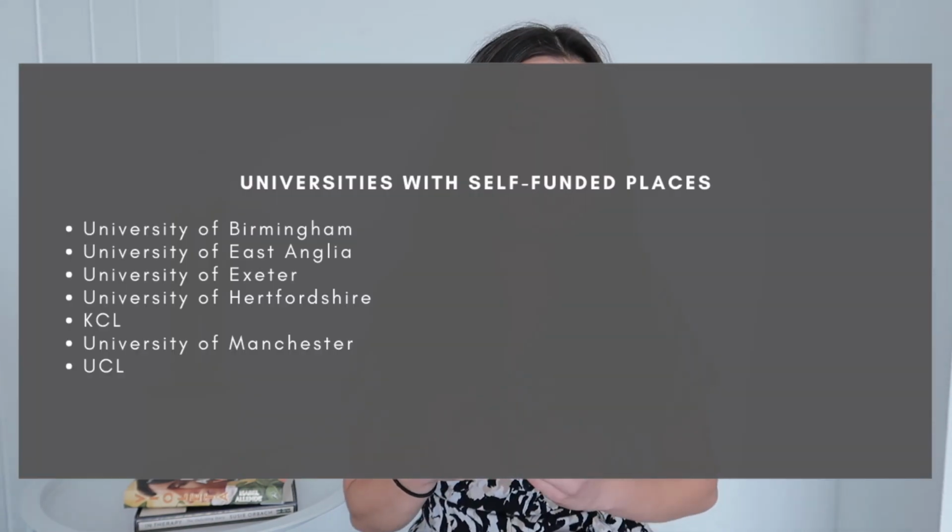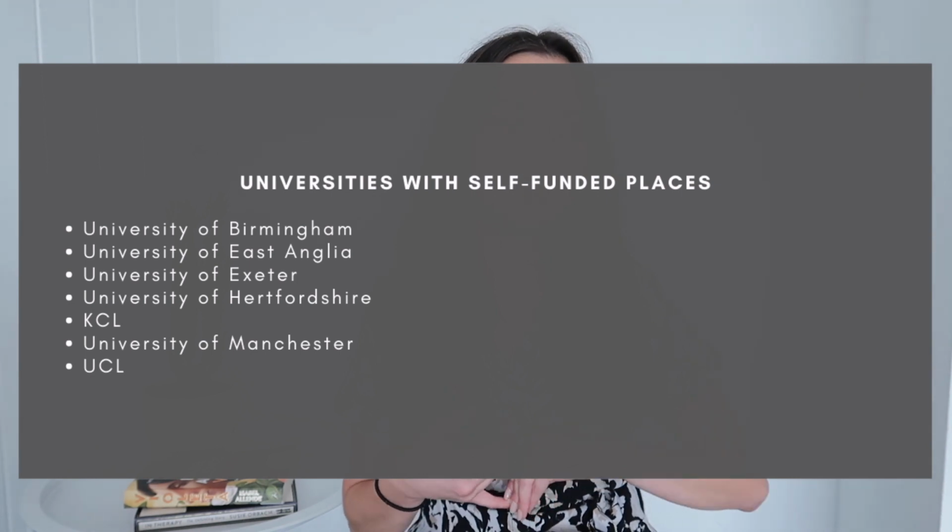Now not every course does self-funded places, so make sure that you check the Leeds Clearing House for the most up-to-date information. But when I last checked, the courses that allow self-funded places are the following: University of Birmingham, University of East Anglia, University of Exeter, University of Hertfordshire, King's, University of Manchester and University College London.